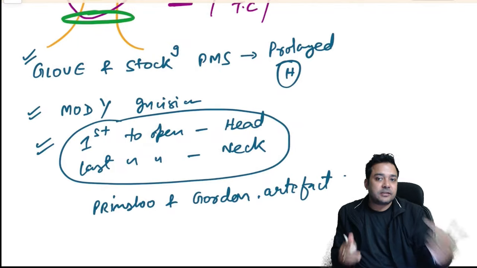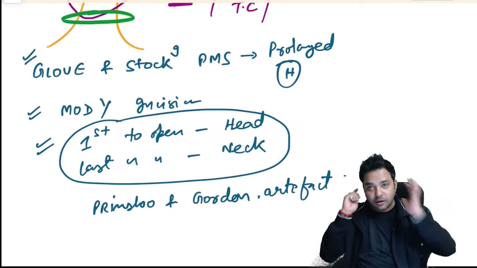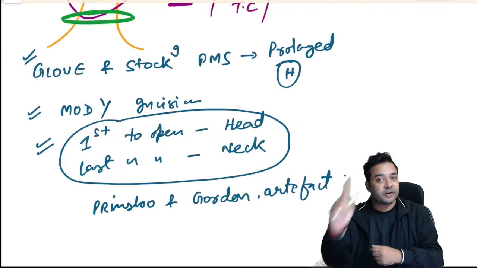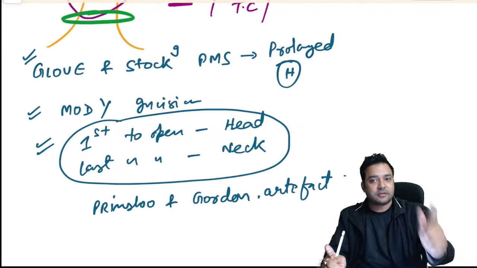What is modified Y incision? We start either from angle of mandible or from mastoid. We go till suprasternal notch and then we go vertically till pubis symphysis. But neck is open last. Okay.